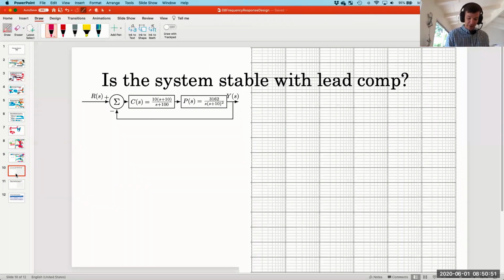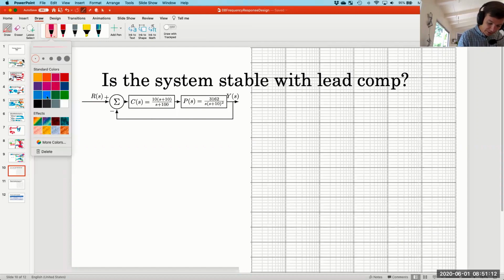Okay, so let's try and address the same question, but with lead compensation. So this is a lead compensator whose pole is at 100 radians per second and whose 0 is at 10 radians per second. So what are we going to do here? We have got, well, okay, I'll start with just the plant. So I think that's a good place to start.